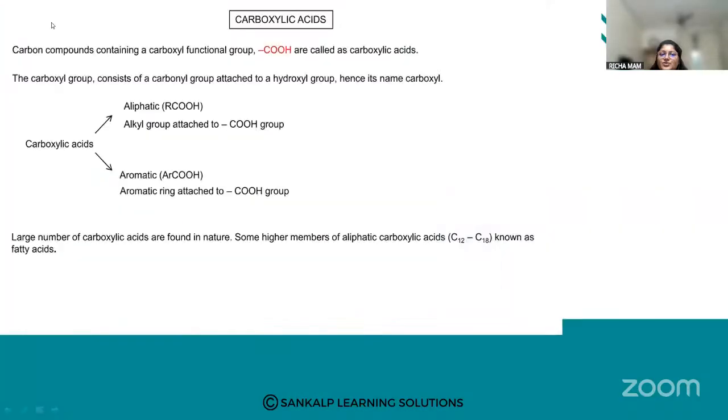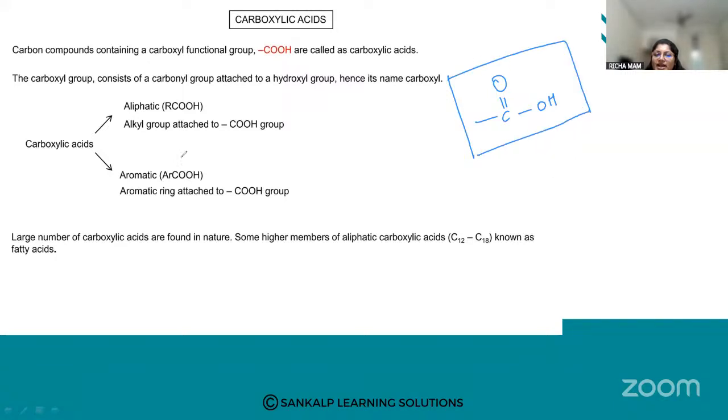So what are carboxylic acids? Already we have discussed. Carbon compounds which contain a carboxyl group, the functional group COOH, are called carboxylic acids. This carboxyl group consists of a carbonyl group which is attached to the hydroxy group. So this is your carbonyl group attached to OH. This is called a carboxyl.